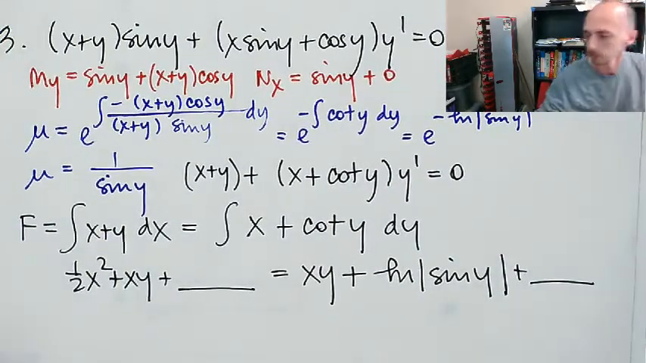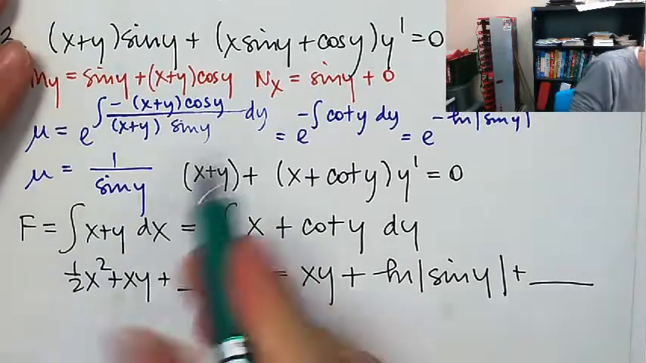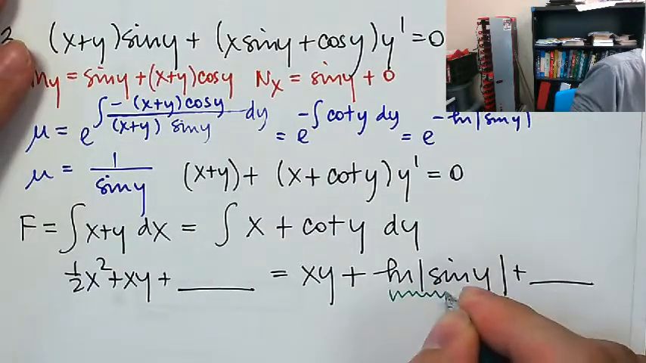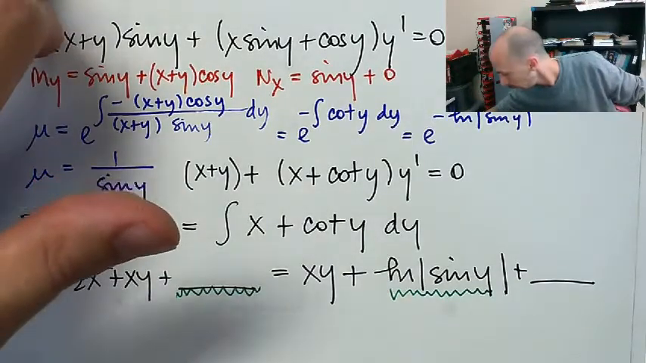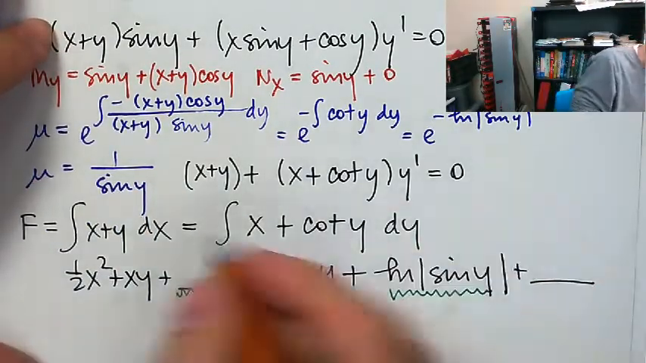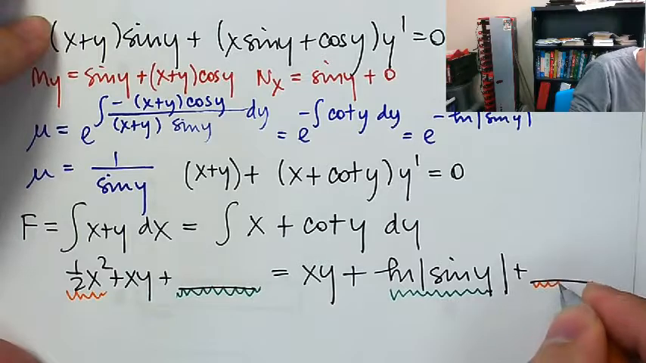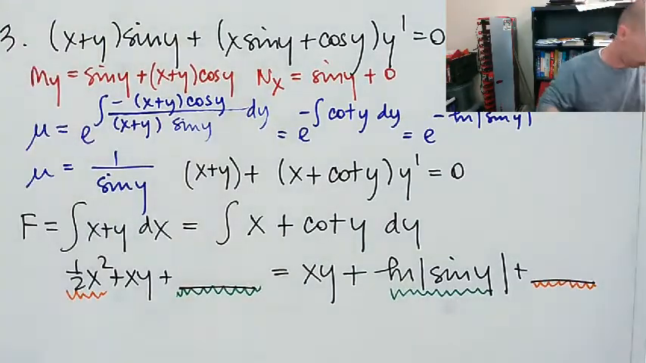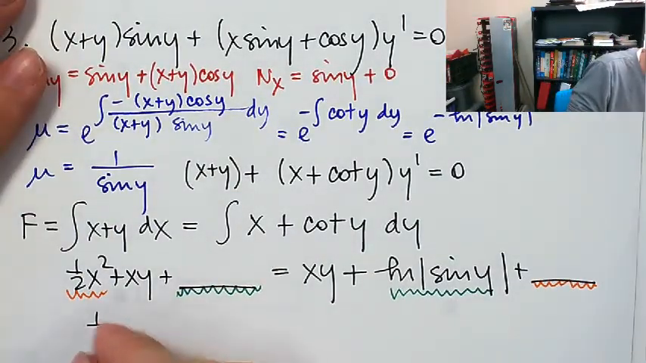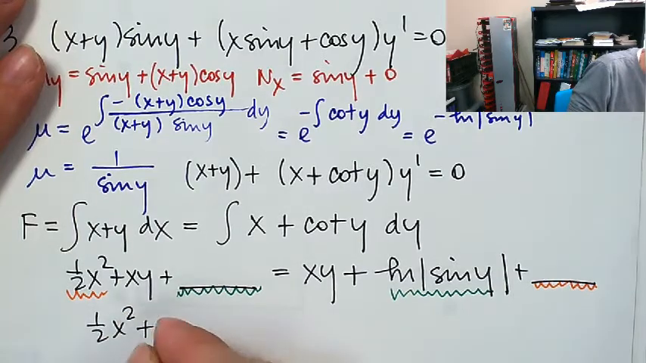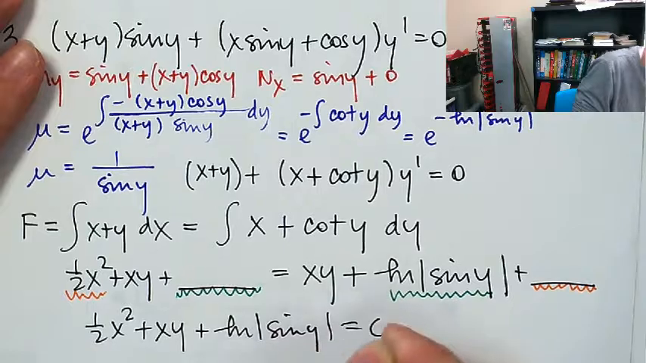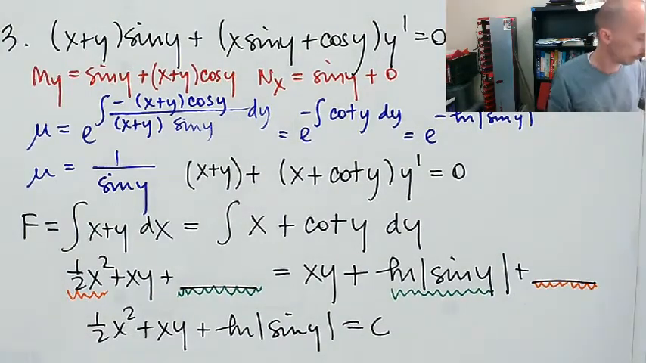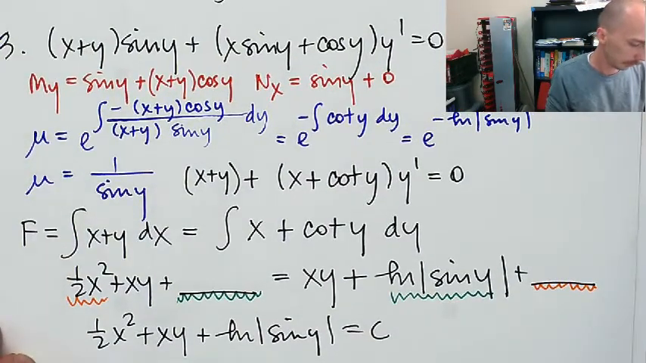Oh, well, here's that. Another color, but I'll use green. Okay, log sine y, that's that thing right here, the thing that depends on y only. And then 1/2 x squared, that's going to be the thing that depends on x only. So I've got this done. Okay, my general solution is going to be 1/2 x squared plus xy plus log of sine y is equal to some constant. And I think that goes far enough. No, it's not the type of one that we could solve for y explicitly anyway.